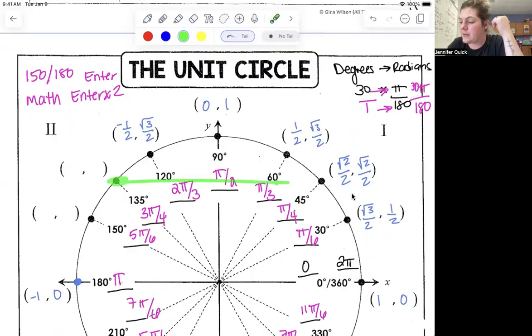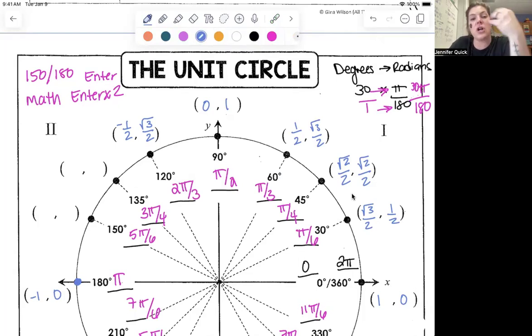135 lines up with the 45-degree angle. So again, as long as it's in the second quadrant, it has to have a negative x and a positive y.